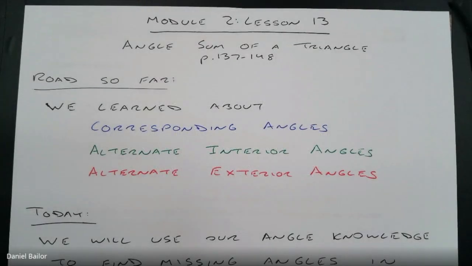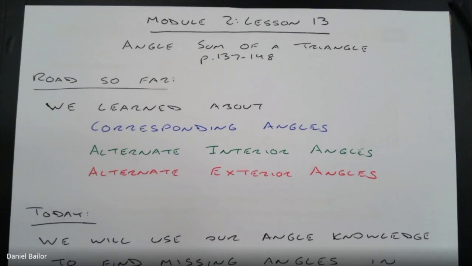Class, welcome to the next math lesson in Eureka Math Module 2. We're in Lesson 13. Lesson 13 is the angle sum of a triangle. The angle sum of a triangle, the inside angles of a triangle and how we add them up, some rules about them and how we can find missing angles in a triangle, missing angles in diagrams. So we are in pages 137 to 148 of your student book, so please get those pages out.